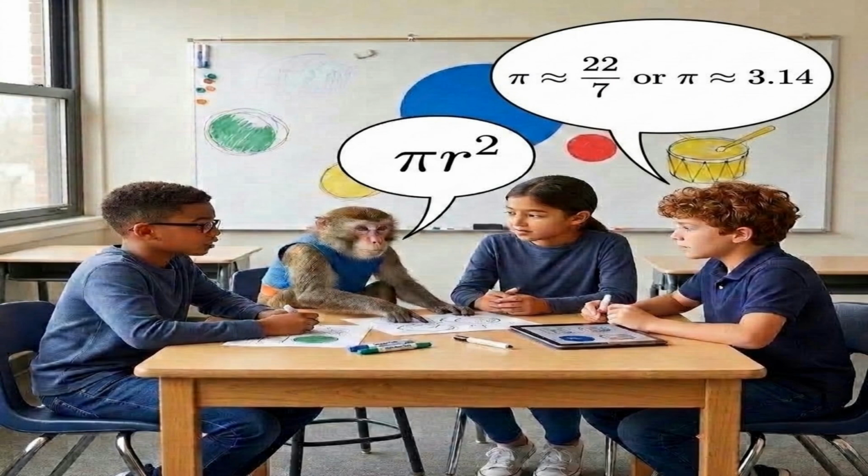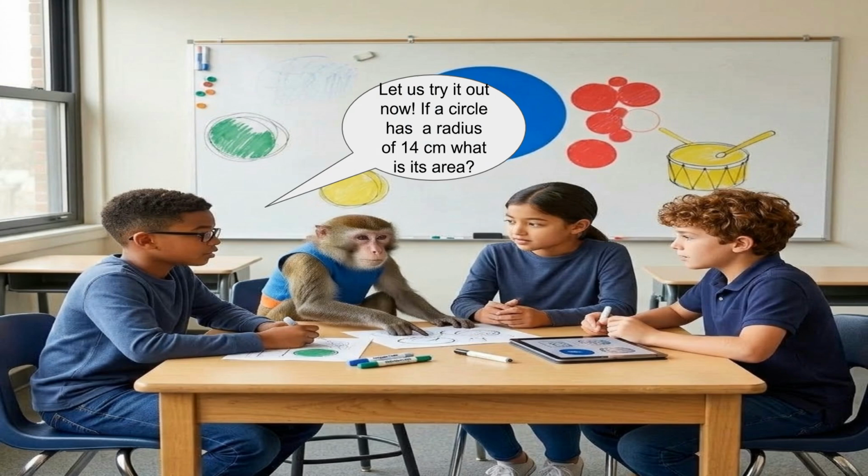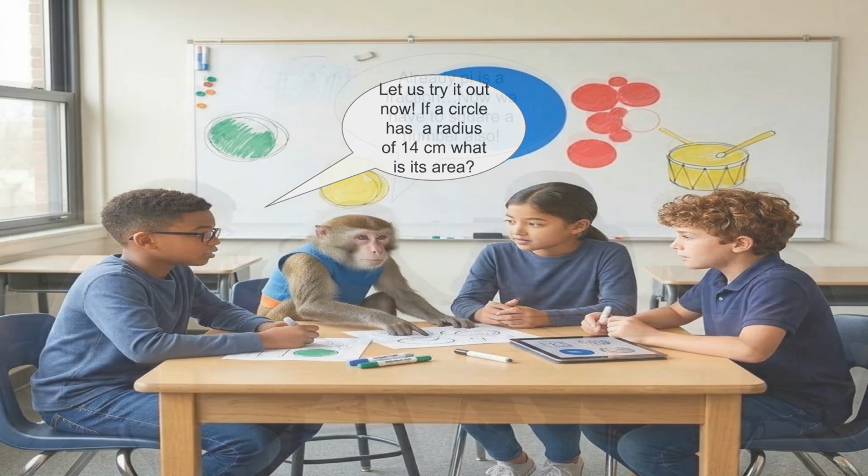Remember that pi is approximately 22 over 7, or 3.14. Let's try an example. If a circle has a radius of 14 centimeters, what is its area?